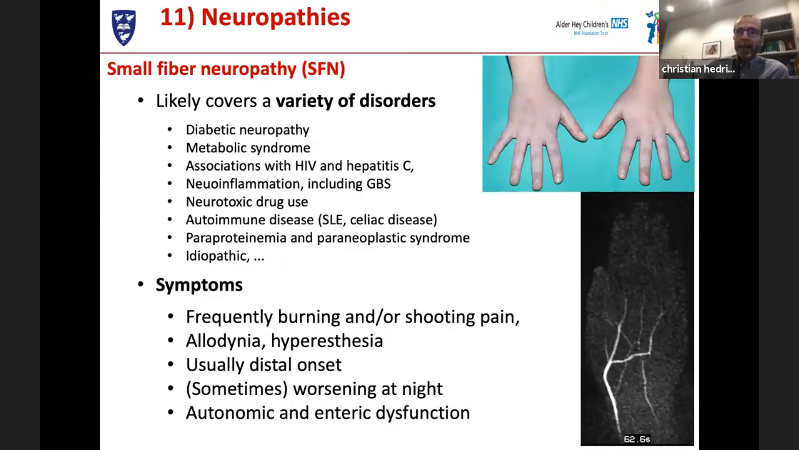taken. The last topic are neuropathies, and especially worth mentioning, I feel, is small fiber neuropathy. And I'm mentioning this since it likely covers a variety of conditions, including diabetic neuropathy, metabolic syndrome, viral infections, but also associations with autoimmune disease, including juvenile idiopathic arthritis. So symptoms are somewhat variable. They usually are associated with burning and shooting pains that can happen or be worse at night time.